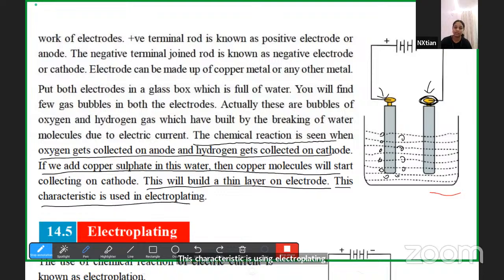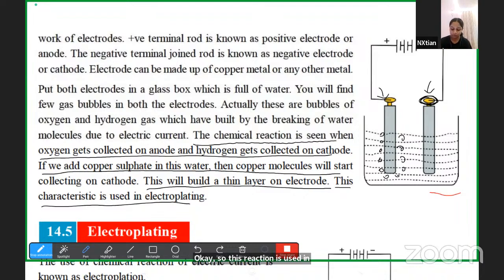Do you guys know what electroplating is? Electroplating is basically a thin layer of copper that is put on metals to protect them from getting damaged, rusted, or from any chemical reactions. The plating is done because copper is free from rust, it doesn't get rusted. Yes. So this reaction is used in electroplating as well.